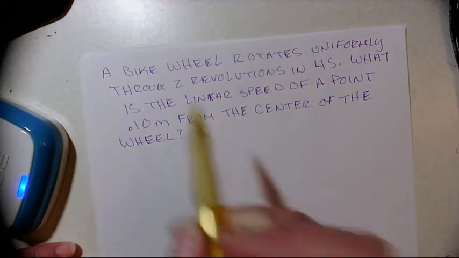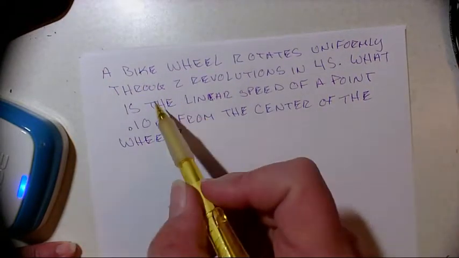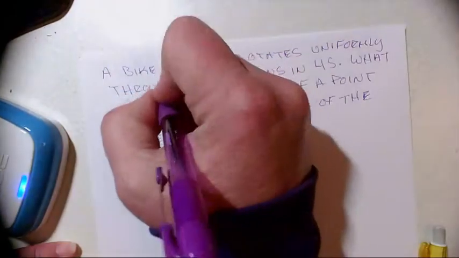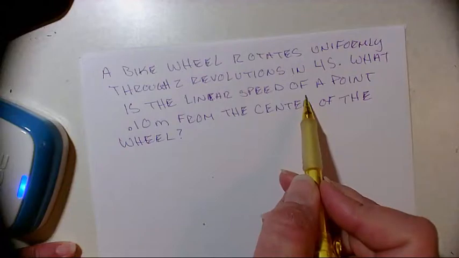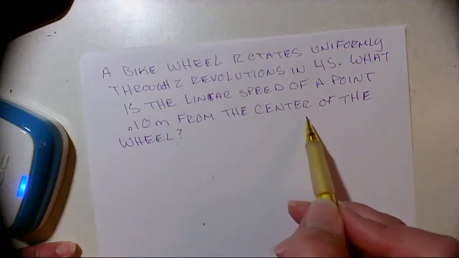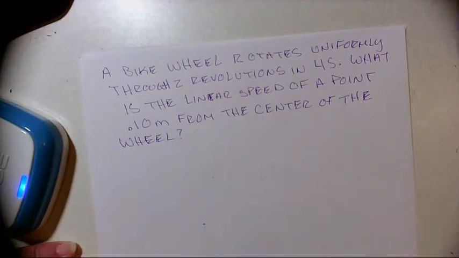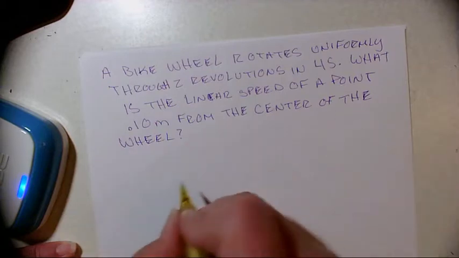So this problem says a bike wheel rotates uniformly through 2 revolutions in 4 seconds. What is the linear speed of a point 0.10 meters from the center of the wheel? Okay, so first let's draw a picture.